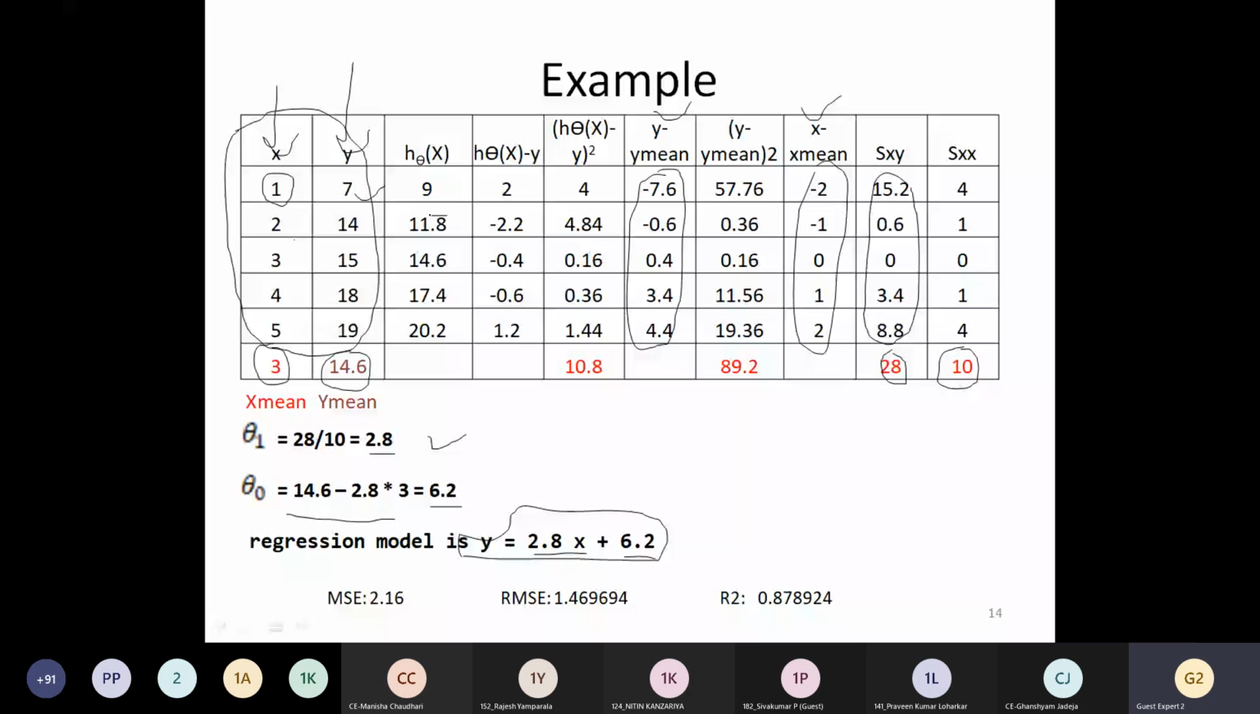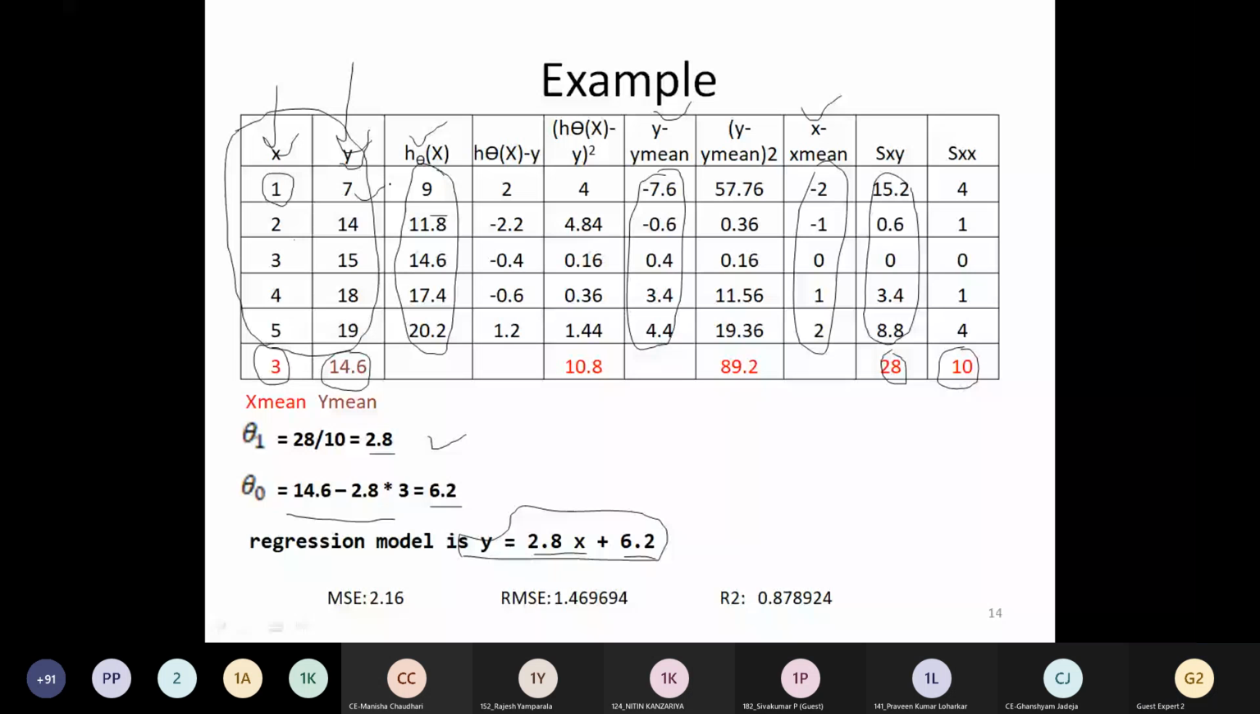This is the actual value of y in our data set. This is the value which we have predicted after creating a model. Now we have to measure the performance of our model. For that, we have to find out the error, that is nothing but the difference between these two terms, y actual and y predicted. So this is the residual. These are the square of residual.